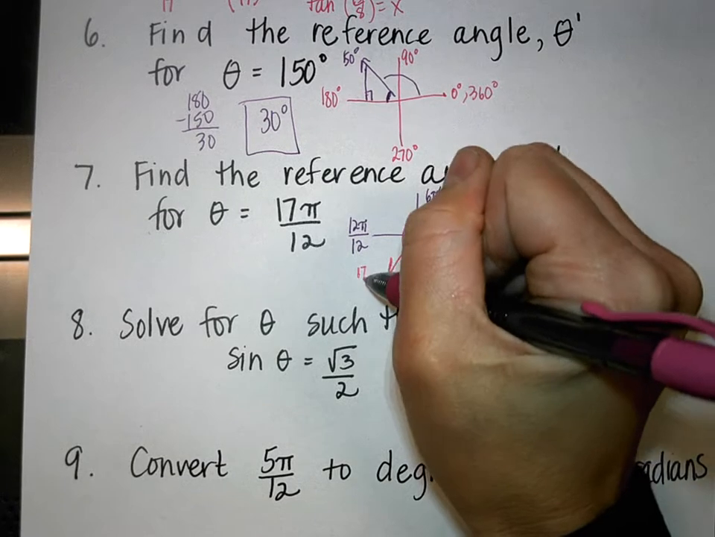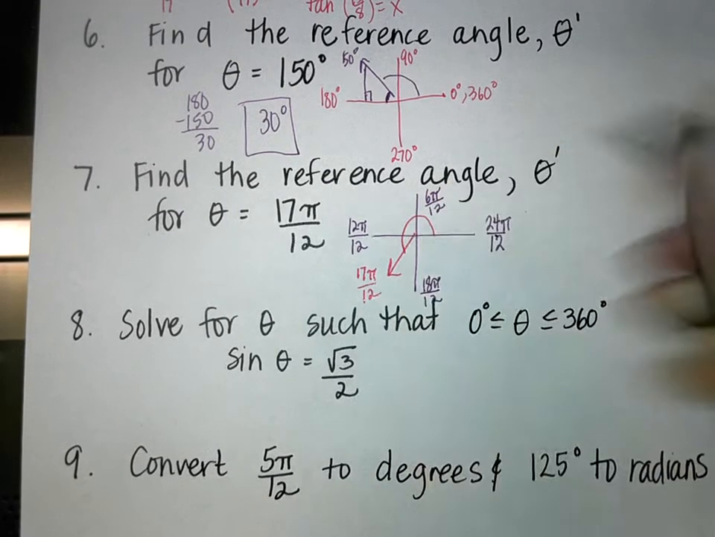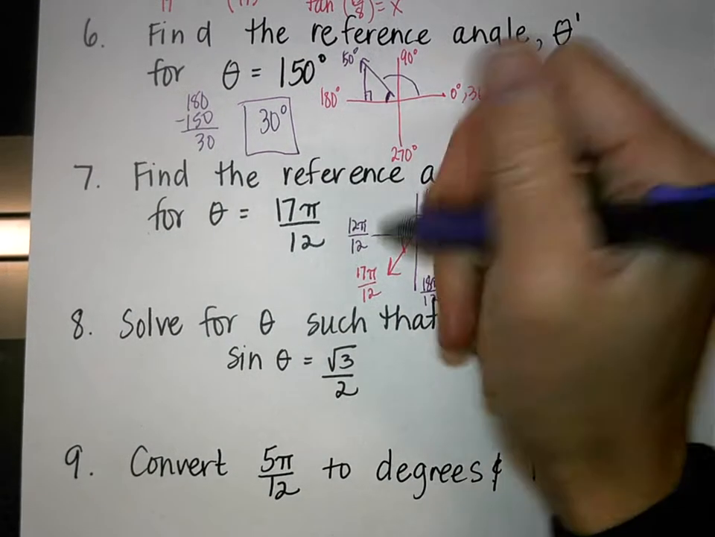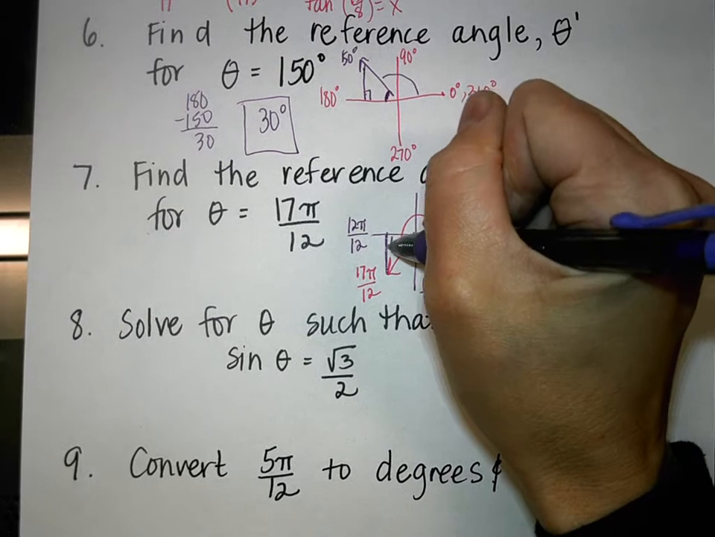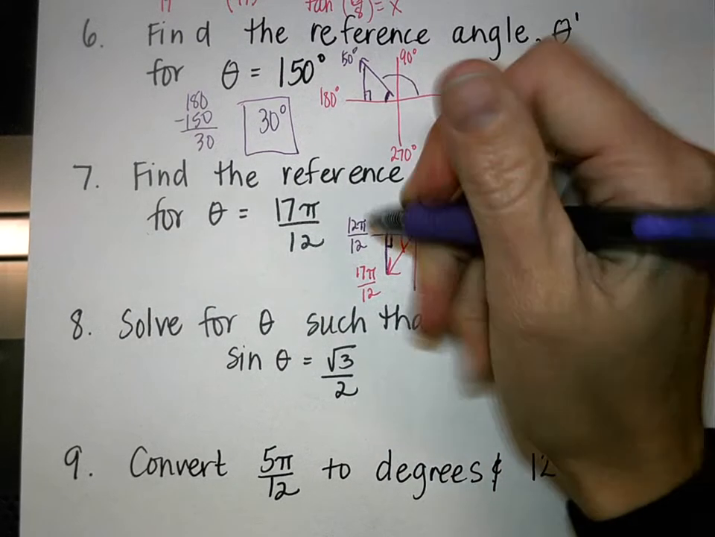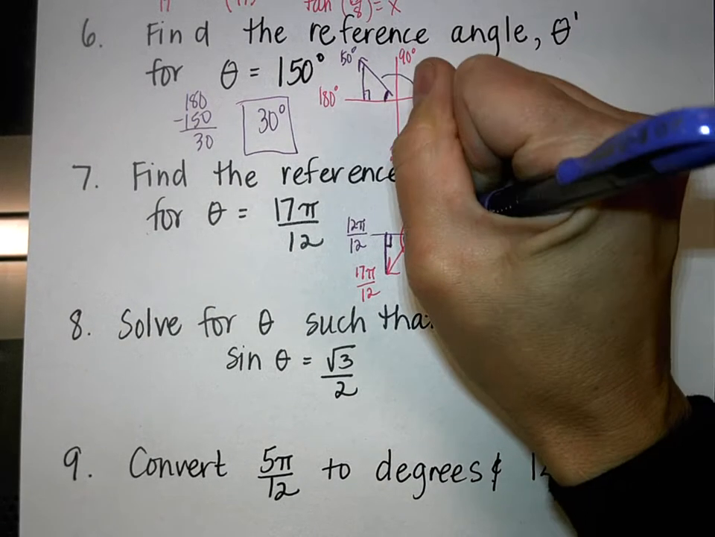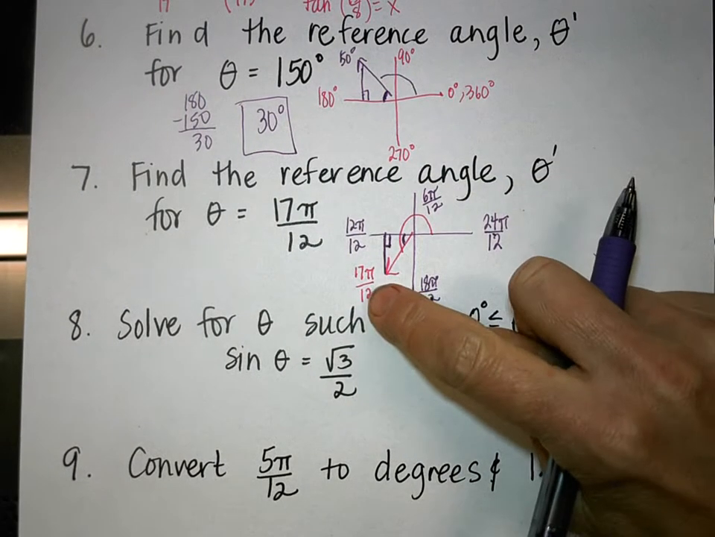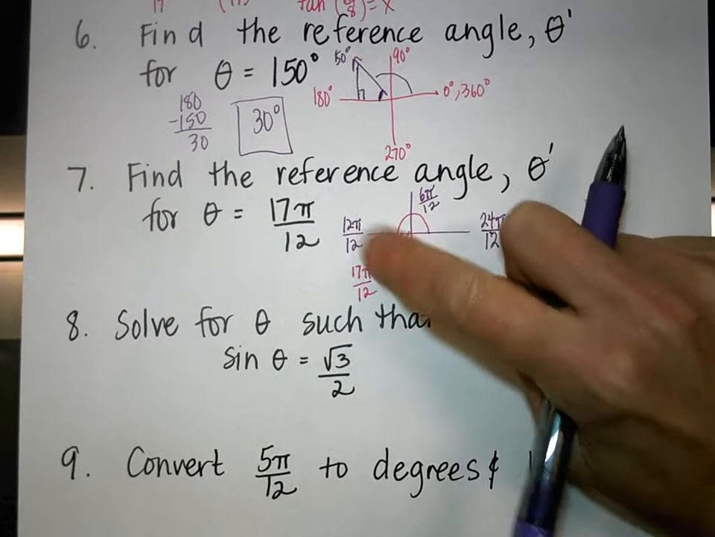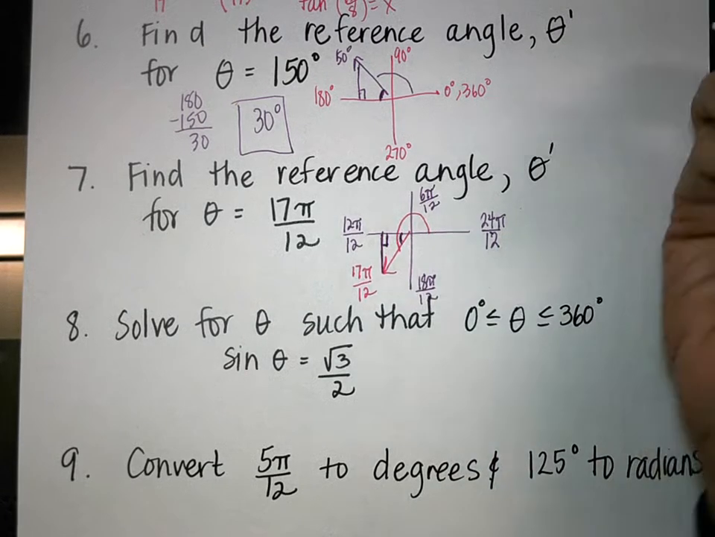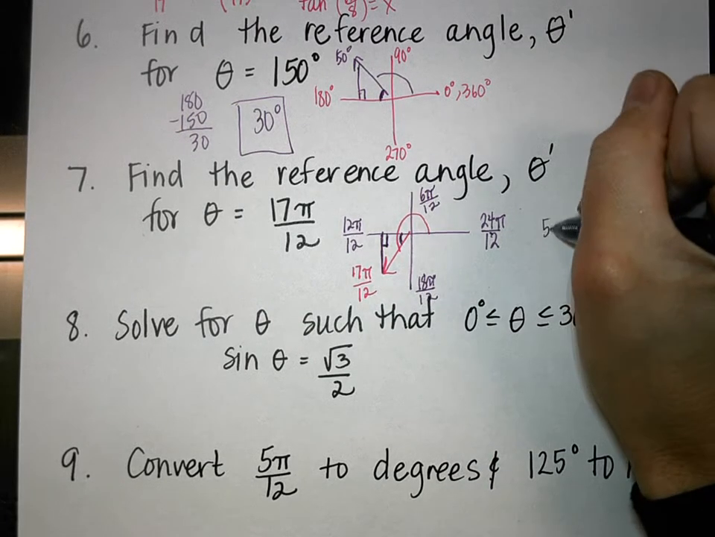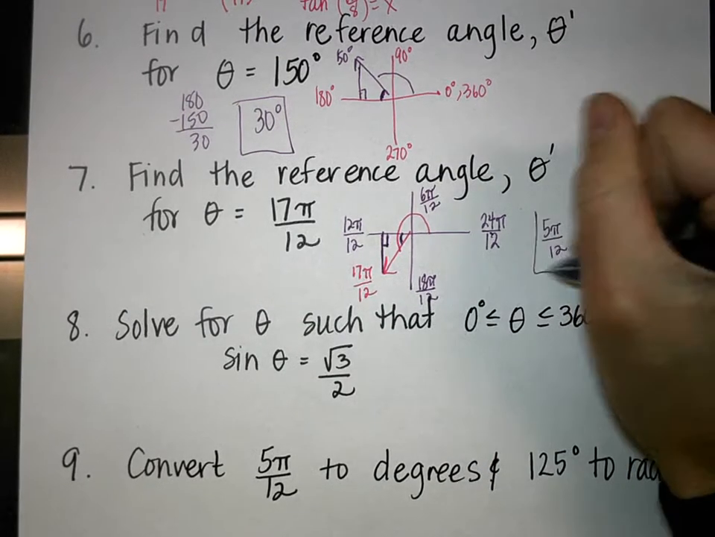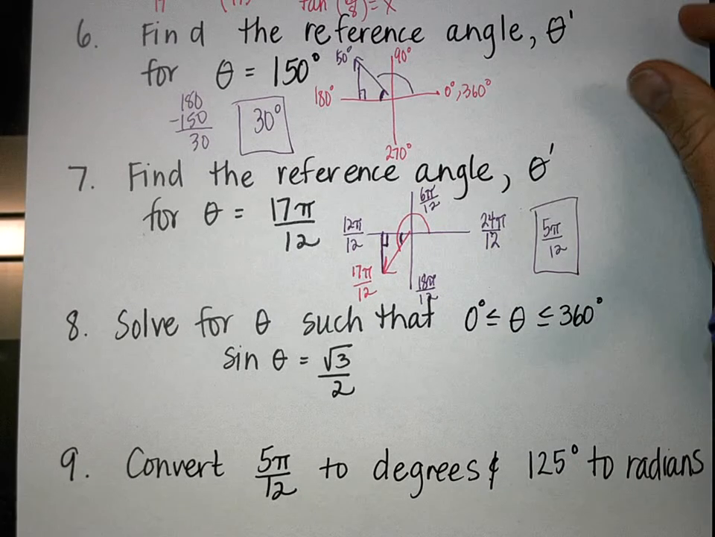This is 17 pi over 12. And again, our reference angle always goes to the x-axis. It is always less than 90 degrees and always positive. And so my reference angle, which is that little piece here, we're trying to figure out from 12 pi to 17 pi, what is that distance? And so 17 minus 12 is 5. So we get 5 pi over 12. My reference angle there is 5 pi over 12.